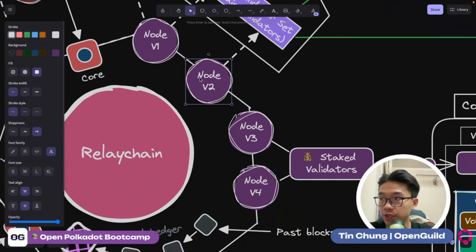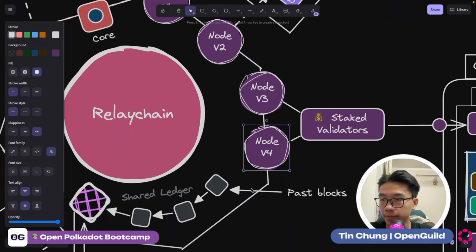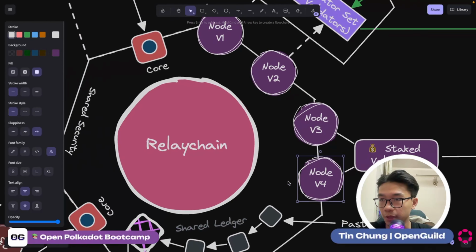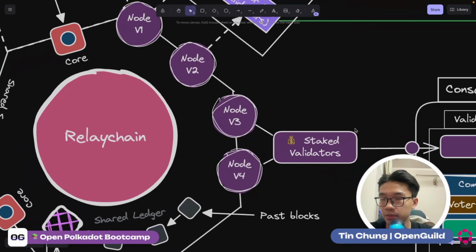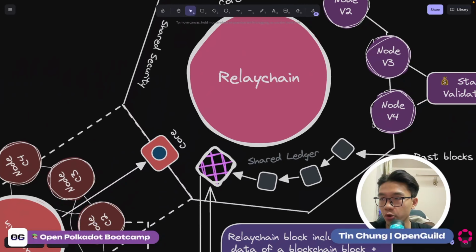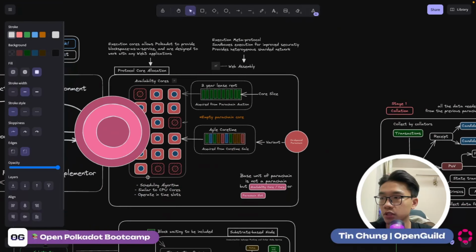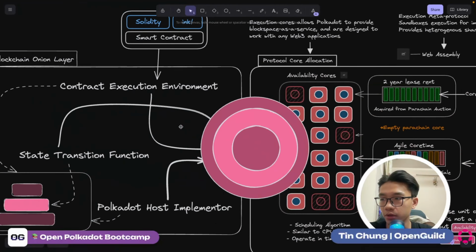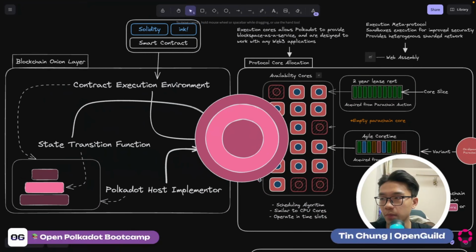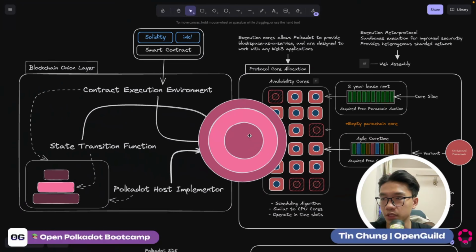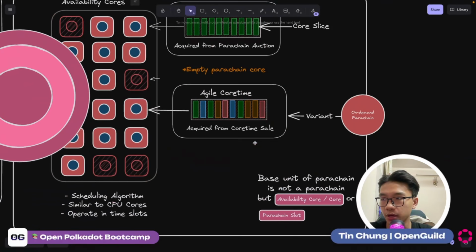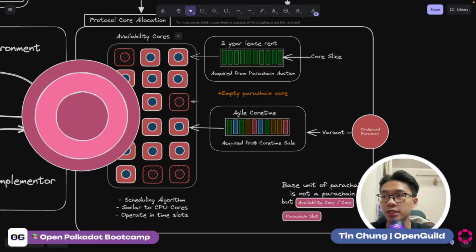So we have this node, and before we go to the consensus mechanisms, we're gonna learn about this execution core a bit. So why is the execution core important? This one is the Polkadot host implementer, and one of the components of the Polkadot host implementer is the availability core.